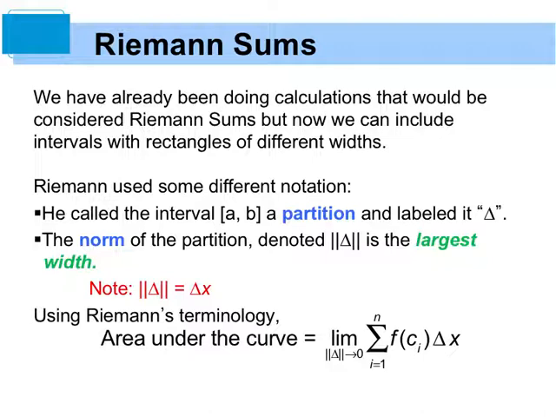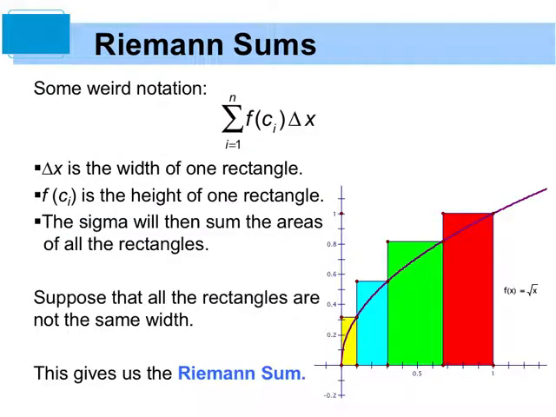So the norm of the partition is the largest width? Yes. So for instance, what color is the norm of the partition? Green. And if I shrink all the rectangles at the same speed, and green is the widest, by the time green gets to 0, everything else is going to have gone to 0. And that will give us as accurate an answer as possible.